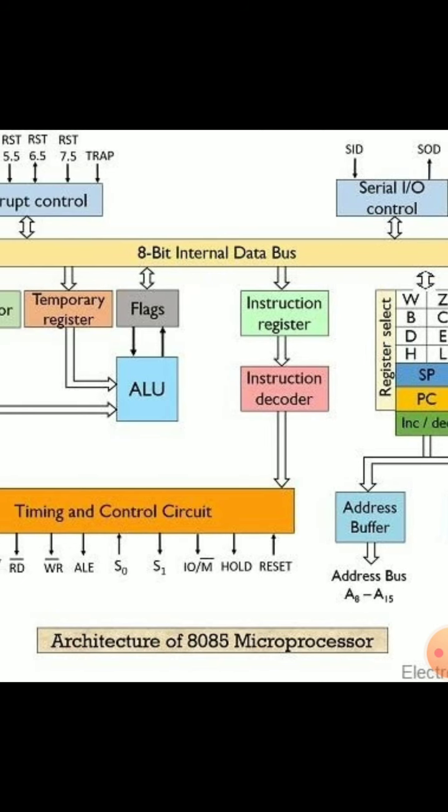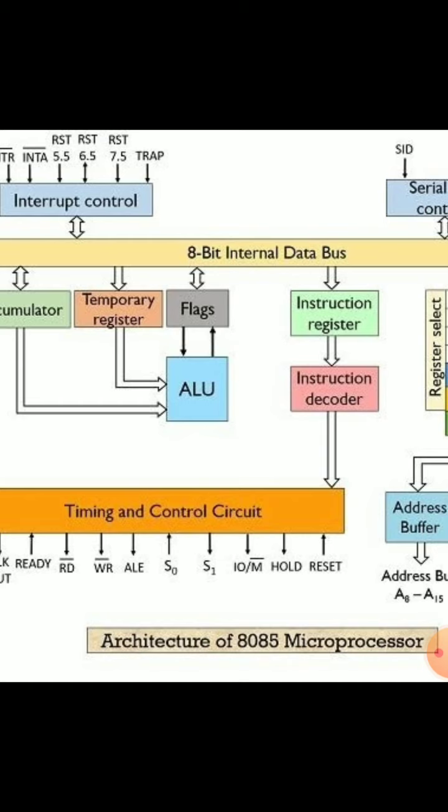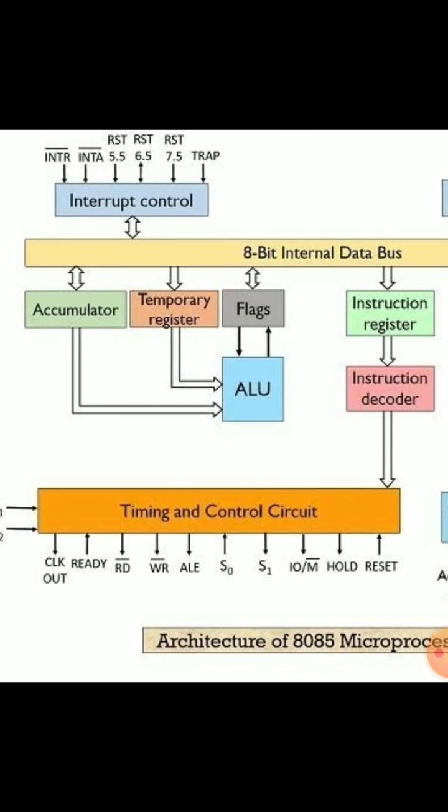After the instruction decoder, it gives the connection to the timing and control circuit. After receiving data from the instruction decoder, the timing and control circuit gives the command to the CPU to perform the particular operation, whether a read operation, write operation or ALU operation. Those operations are controlled and monitored by the timing and control unit after receiving the command from the instruction decoder.